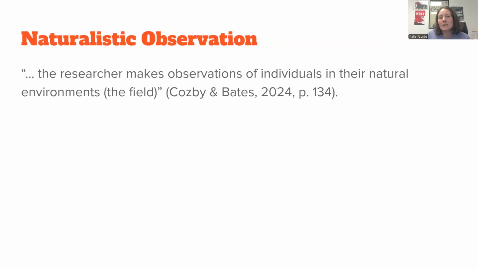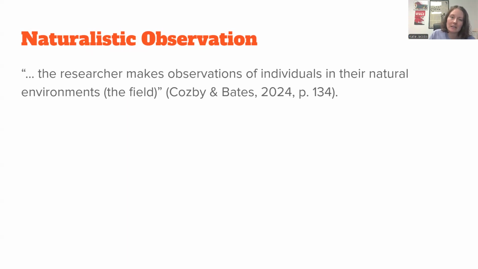So whenever we do naturalistic observation, the researcher makes observations of individuals in their natural environments. Sometimes they call natural environments the field. This stems back to the difference between research that's done within a laboratory setting, where things can be really tightly controlled, versus things that are a little bit more messy when they're out in real life.